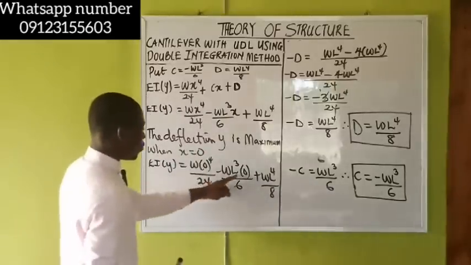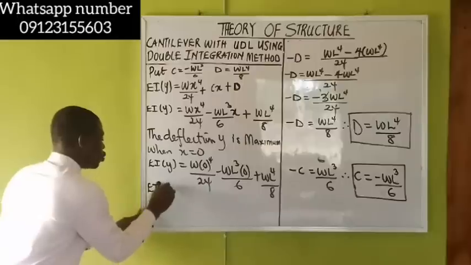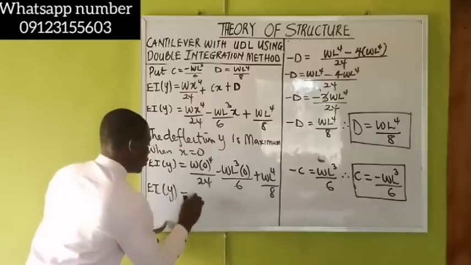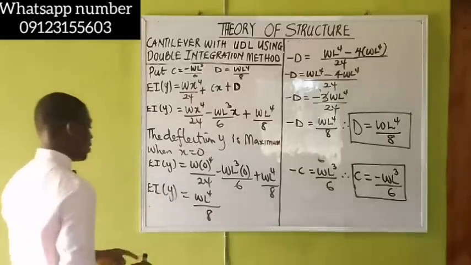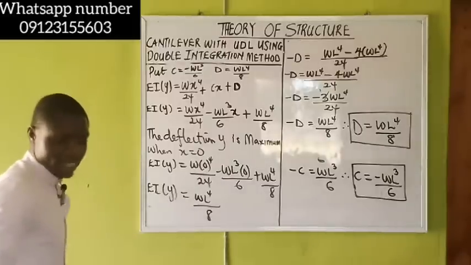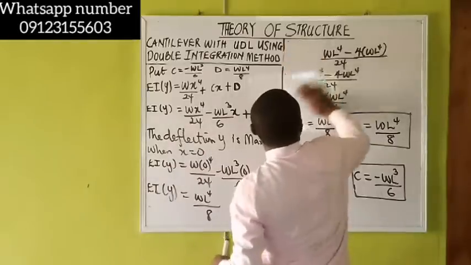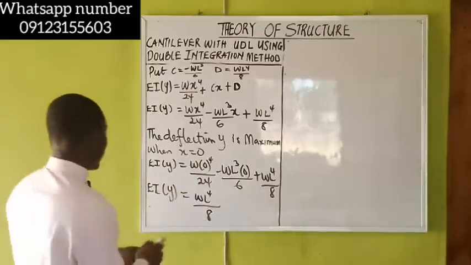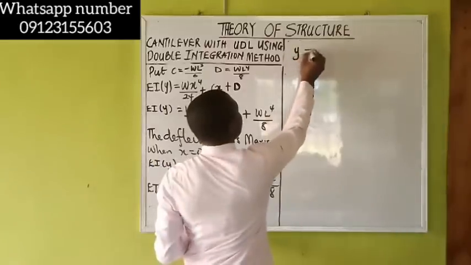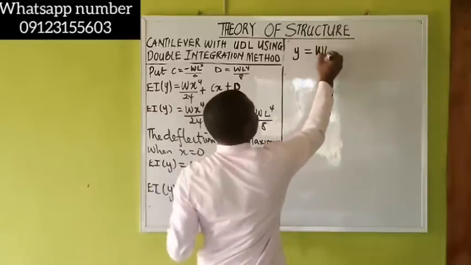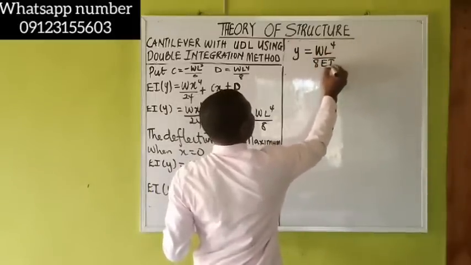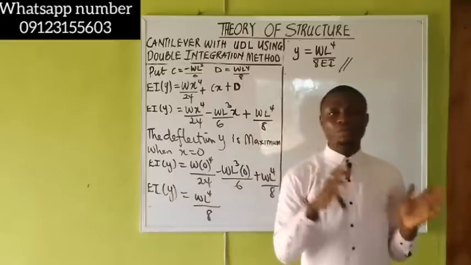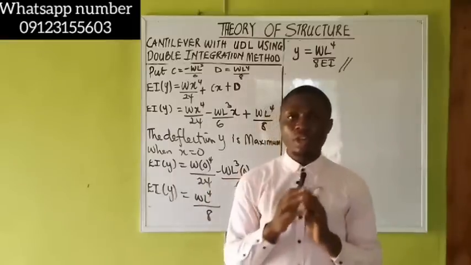Now this is 0, it's off. I'm left with EI into Y is equal to Wx to the power 4 over 8. Now if I take EI to this place, my deflection Y will be equal in value to Wx to the power 4 over 8EI. Here is my deflection equation for a cantilever beam with uniformly distributed load using the double integration method.